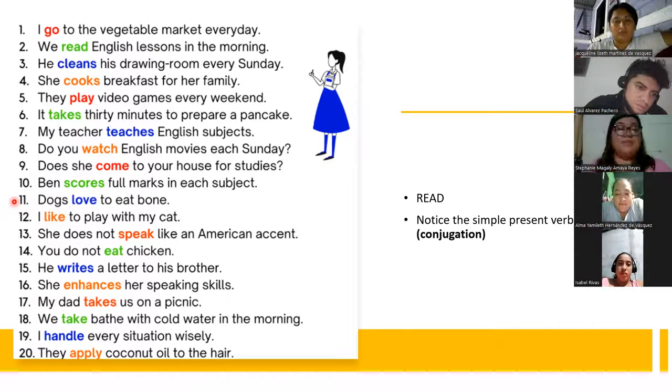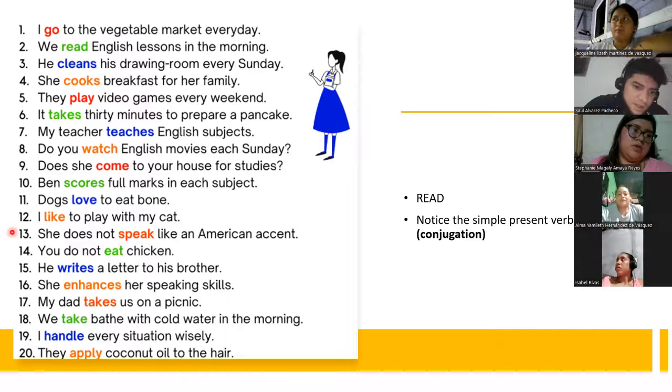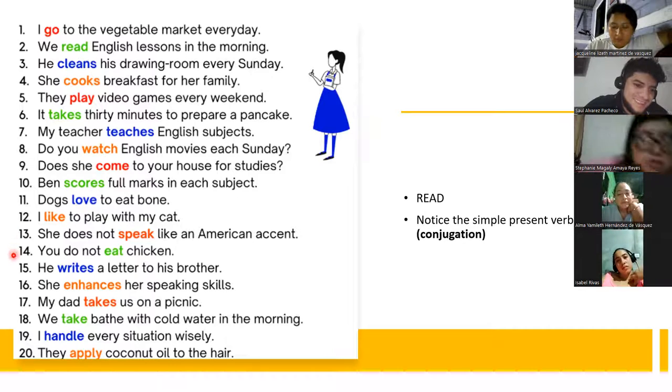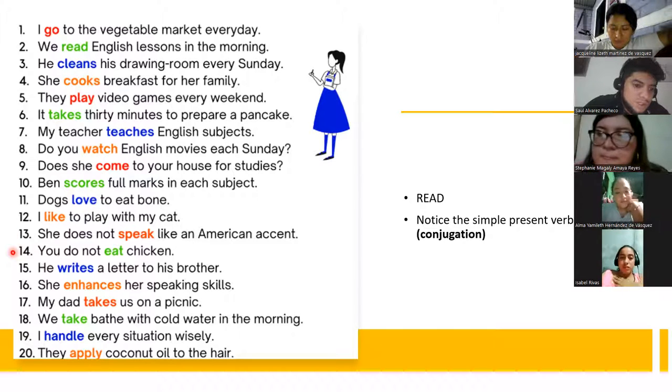Dog love to eat bone. Bone, así, bone. Huesos, ¿verdad? Okay. I like to play with my cat. Very good. She does not speak like an American accent. Accent. Como la marca del carro, ¿eh? Hyundai accent. Es lo mismo. Accent. Okay. You do not eat chicken. You do not eat chicken. Number 15.